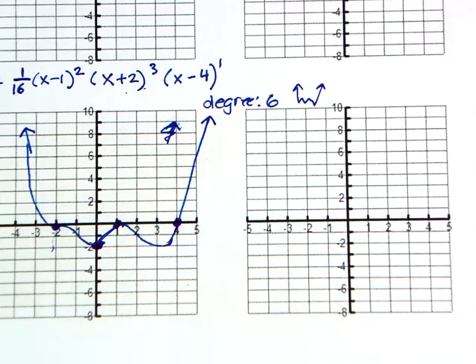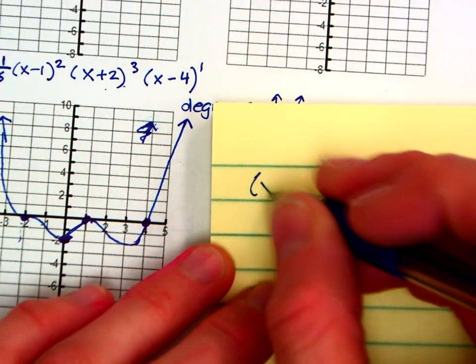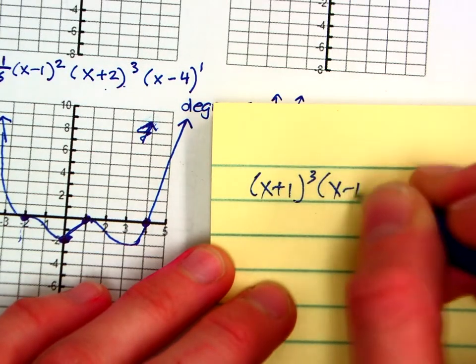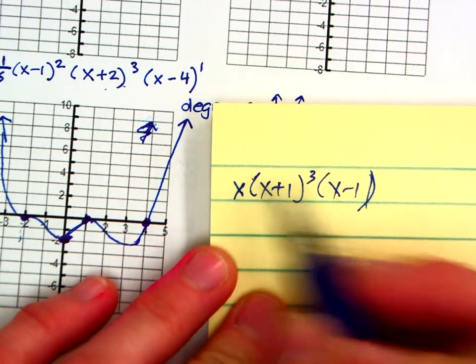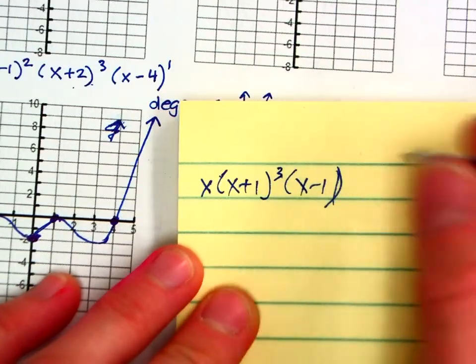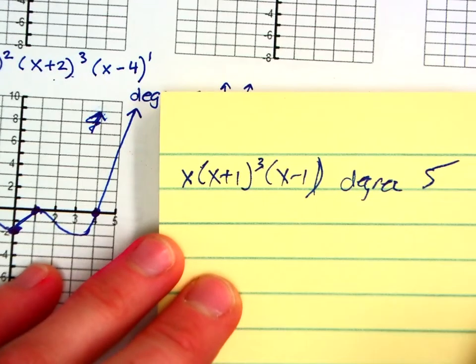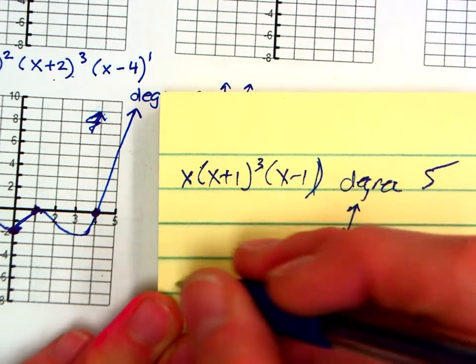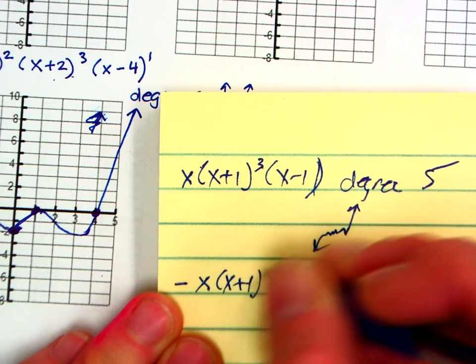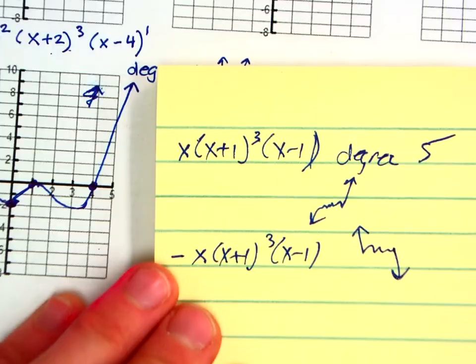So just to review the end behavior, as a refresher, if it's in factor form, we're going to add the exponents. So I would add 1 plus 3 plus 1. That would be a degree of 5. So my end behavior would be down, up. If I put a negative in front of this, that would switch my end behavior to up, down.